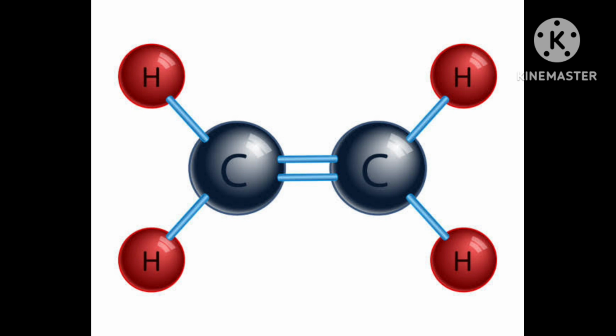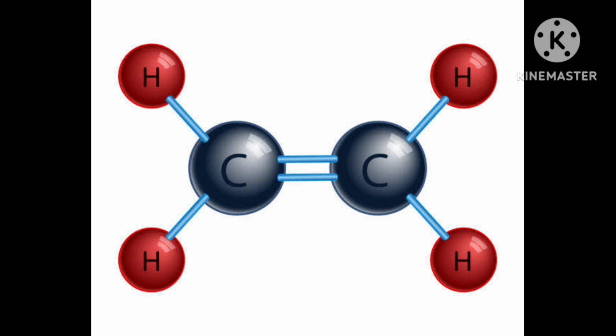Again I am telling you, in a staggered form of ethane, the electron clouds of the carbon-hydrogen bonds are as far apart as possible, because each CH bond makes distance from the other carbon's CH bonds. Thus, there are minimum repulsive forces. It means minimum energy and maximum stability of the molecule in a staggered form.